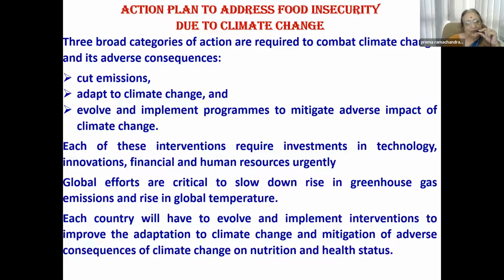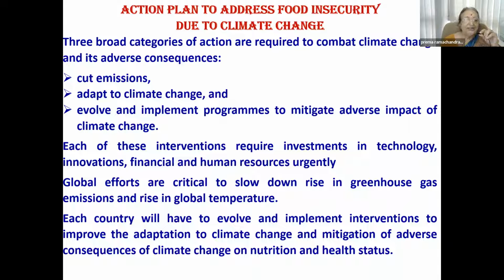What is our action plan? We need 3 types of action plans to combat climate change and its adverse consequences. Cut emissions. I have already alluded to cutting emissions from appropriate agriculture and animal husbandry practices and reducing the waste in vegetables using dry technology. This can substantially contribute to reduction in methane emissions from India.